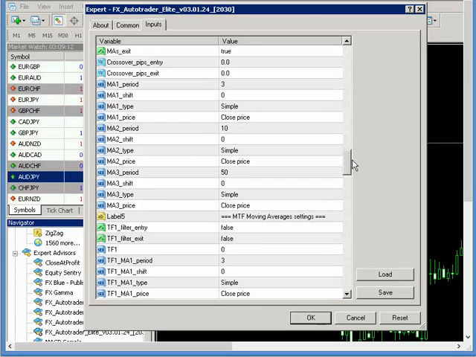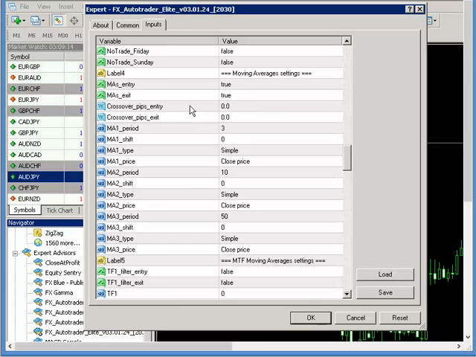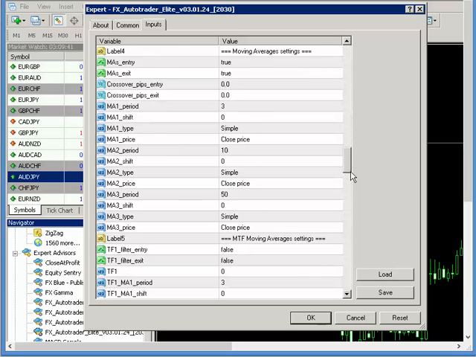We then come to a whole lot of moving average settings. So you can either set the entry to true and the exit to true, or one or the other. You can specify how many pips the moving average must have crossed before you want action to be taken. The first one is a triple moving average setup, so you have an MA1, an MA2, and an MA3, and you can set all the normal variables on that.